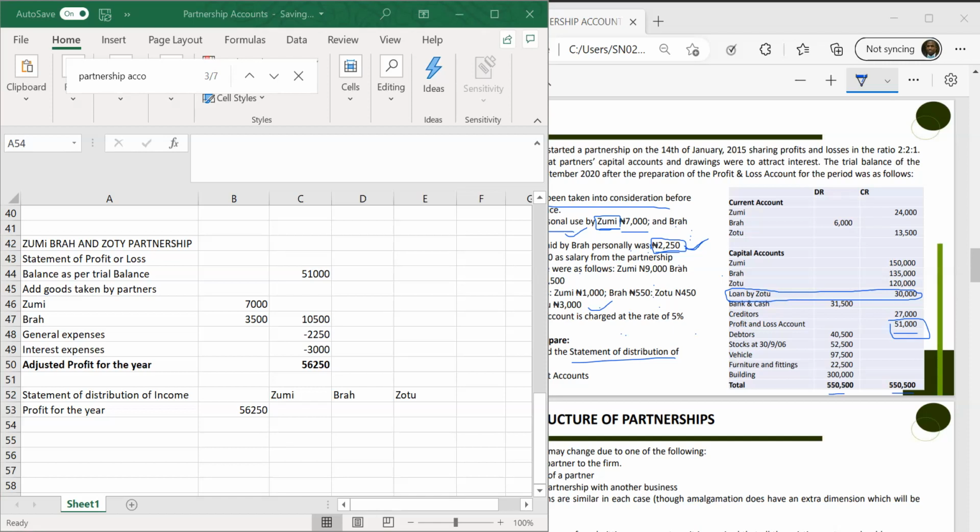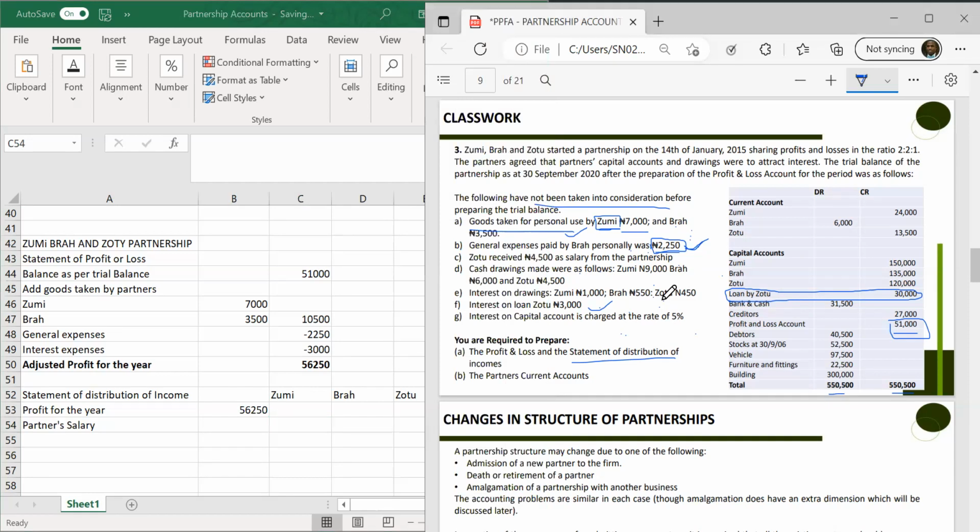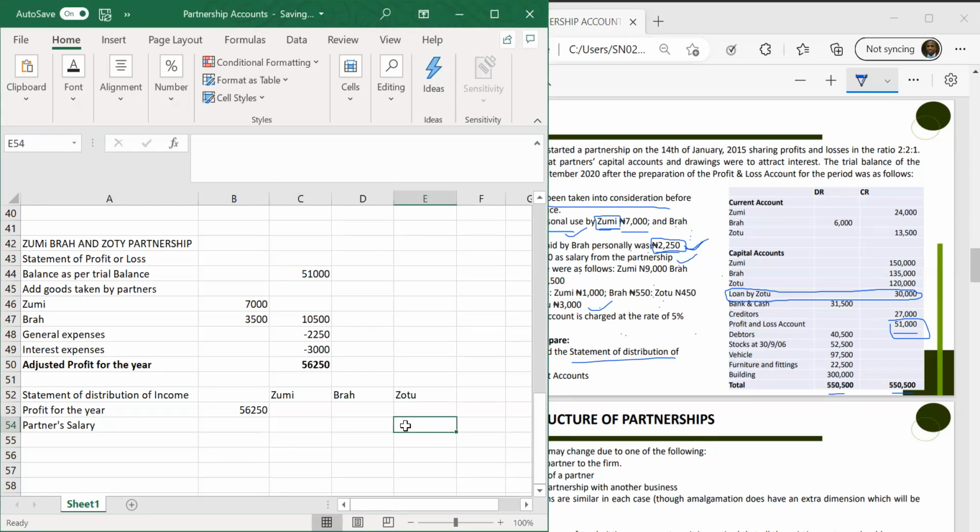So we'll pick the accounts one by one. Was there a payment of partners' salary? Who collected salary here? Zotu. Where is it? Okay, Zotu received 4,500 naira as partnership salary. So we write 4,500 here.